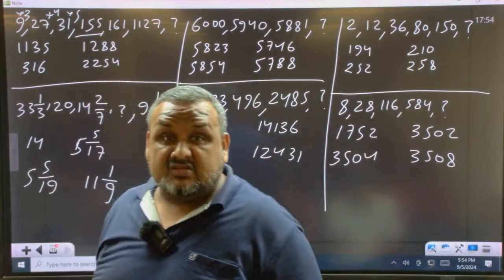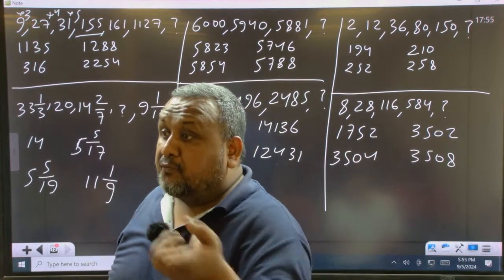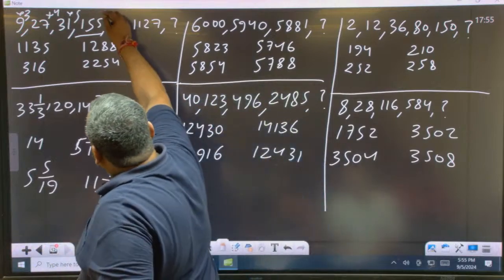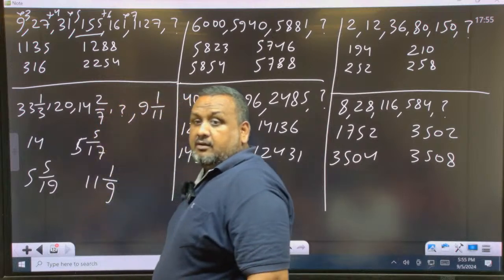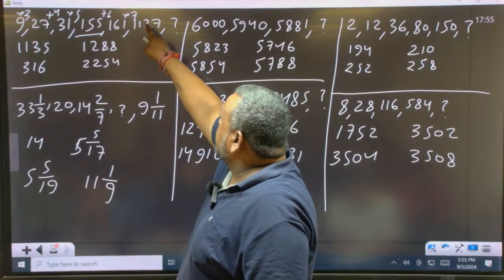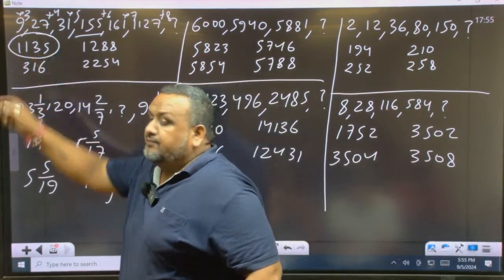Now the process is into 3 plus 4, into 5 plus 6, then into 7, and to get the answer, look, 3, 4, 5, 6, 7, 8. Answer is 1135.